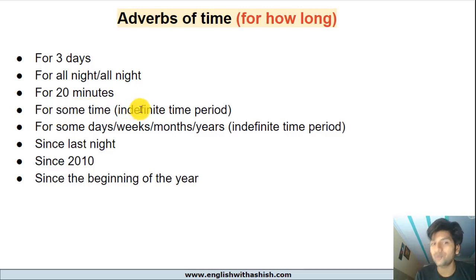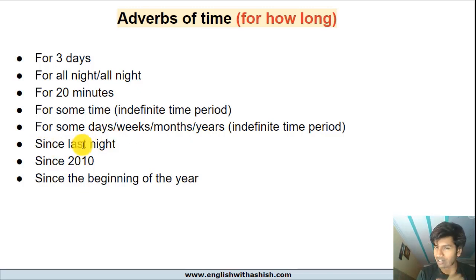For some time, we don't know the exact time period. For some time, for some days, for some weeks, for some months, for some years, for some decades, for some centuries. If we say for some plus a time period, we still do not know the exact time period. And even if we take out some, we still don't know. If we say for days, for many days, for weeks, for many weeks, for months, for many months, what is the exact time period? We still don't know. So we have to use a number to refer to a specific time period.